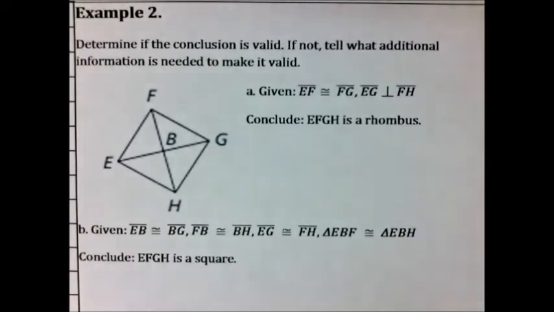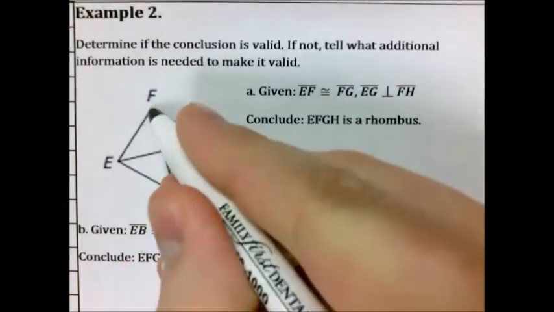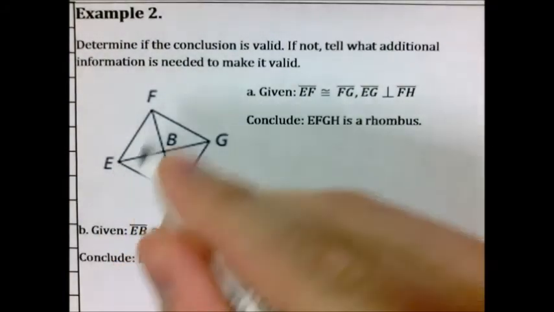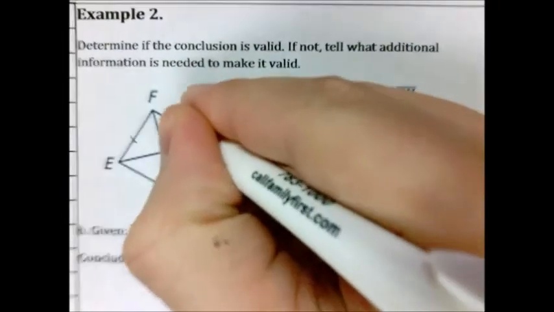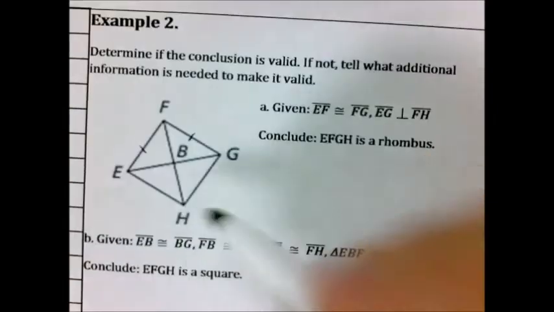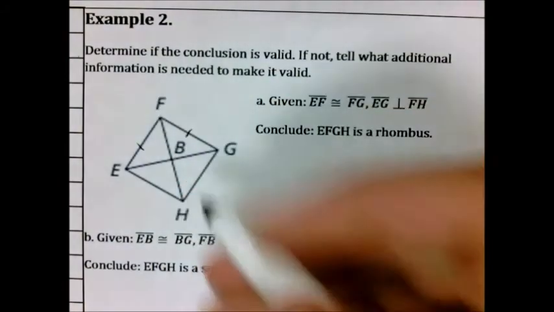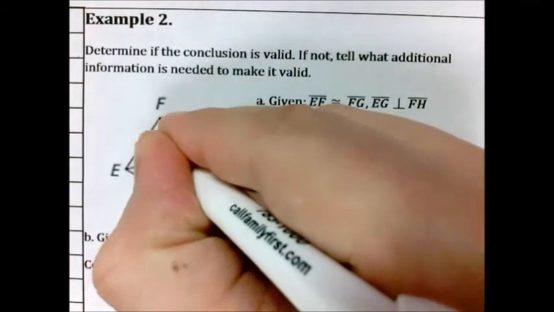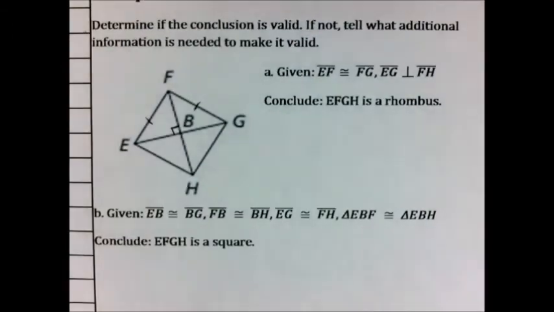So example 2 asks us to determine if the conclusion is valid. And if it isn't, then we need to tell what information is needed to make it valid. In this part, we're given that EF is congruent to FG, so these two sides are congruent, as well as that EG is perpendicular to FH. That means we're going to have a right angle here. We want to conclude that EFGH is a rhombus.